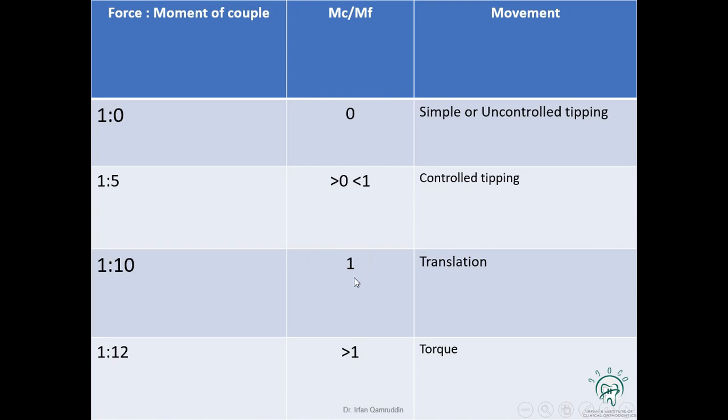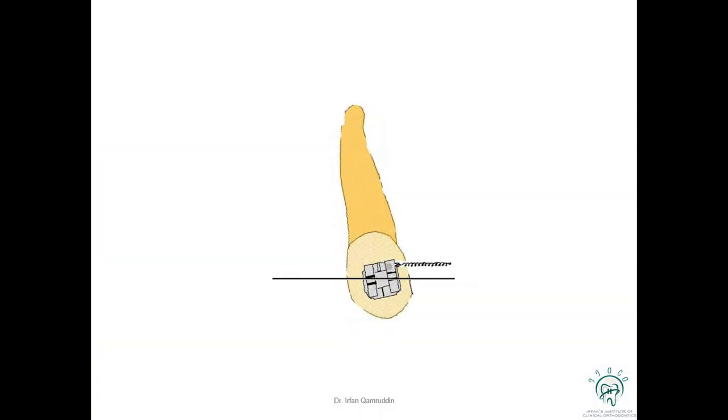and in this formula you can see that moment of couple was also 500 gram millimeter and moment of force was also 500 gram millimeter, both were equal, then it resulted in the answer 1, and that is also a requirement for translation. Clinically, you will see this kind of movement, initially tipping and followed by translation.